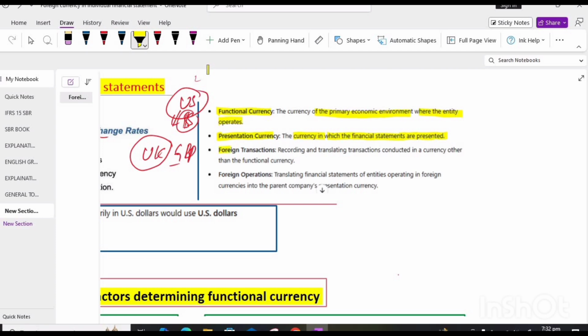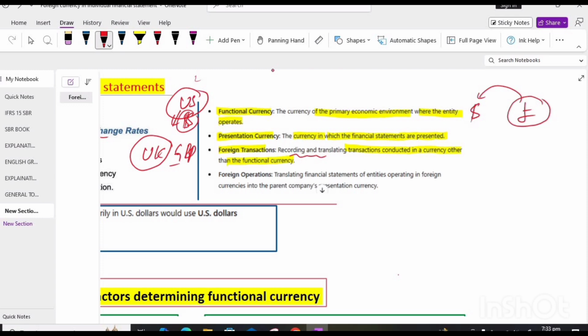And what about foreign transactions? A foreign transaction means a transaction conducted in a currency other than the functional currency. Let's say your functional currency, where you are operating, is the dollar, and you did some transaction in pound. This is called a foreign transaction. And then there is translating this foreign transaction into your functional currency or your presentation currency.